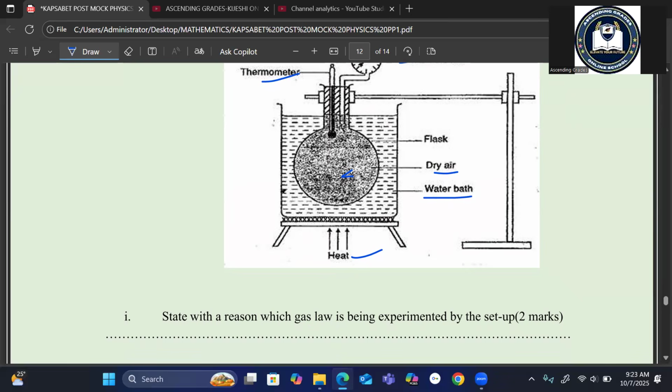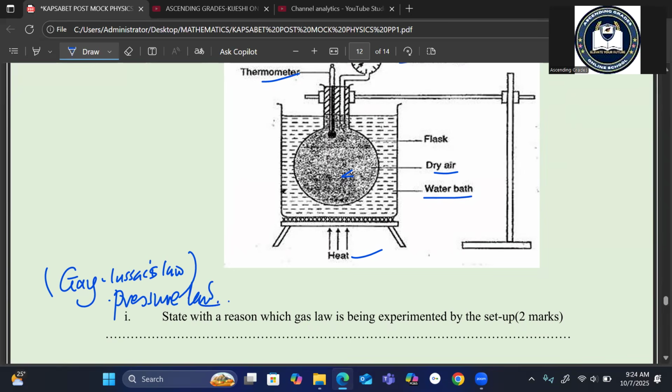This one is the pressure law, or the Gay-Lussac's law. It is the one that is called the pressure law.